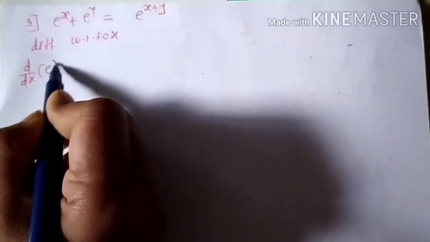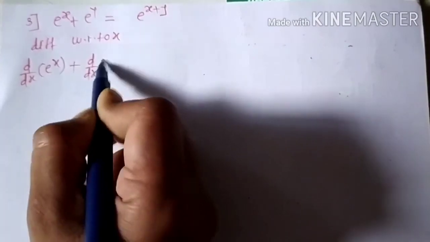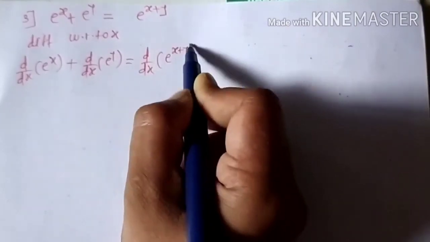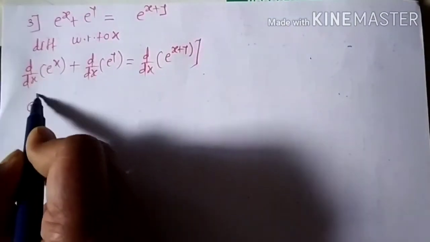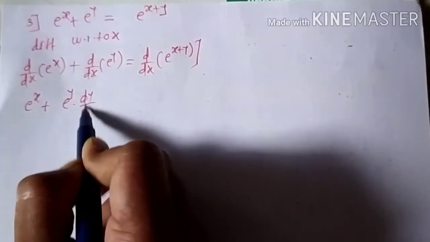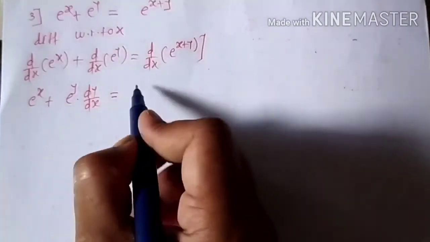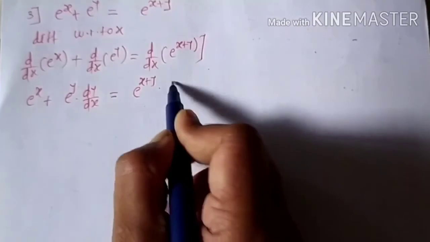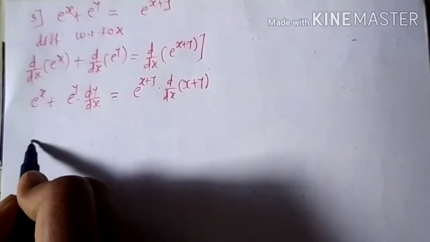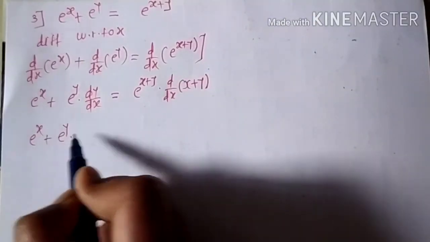Then, in order to find dy by dx, we differentiate with respect to x. So the derivative of this term separately: e raised to x plus the derivative of e raised to y is equal to the derivative of e raised to x plus y. Then the derivative of e raised to x we know is e raised to x. For e raised to y, it is exponential into the derivative of y. Again, the derivative of the exponential is the exponential into the derivative of x plus y, since that is a composite function.